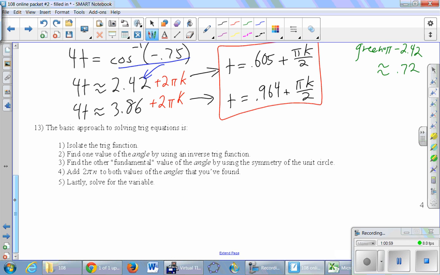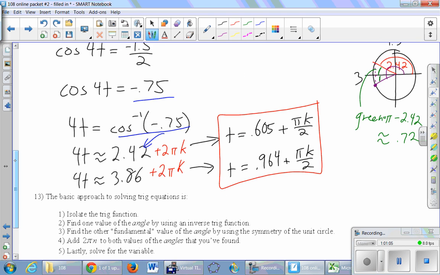Then, number 3, find the other fundamental value of the angle by using the symmetry of the unit circle. So we did that over here on the top right. We used our symmetry, we had greens and purples, and eventually with a lot of calculations got 3.86. And so our two fundamental angles were the 2.42 and the 3.86.